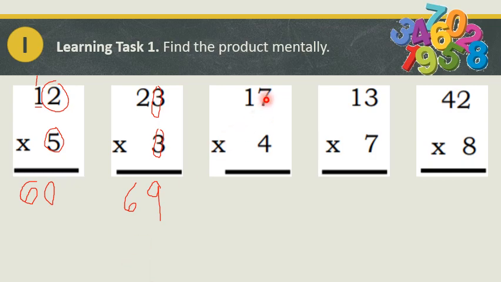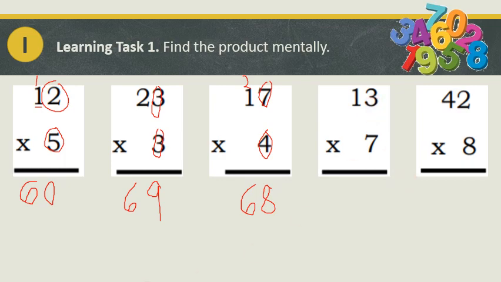Then, dito ulit, unahin ulit natin yung nasa kanan. So, ito muna. 7 times 4 is 28. So, 8 dito. Then, carry 2. Then, 4 times 1 is 4 plus 2 is 6. So, ang answer is 68.